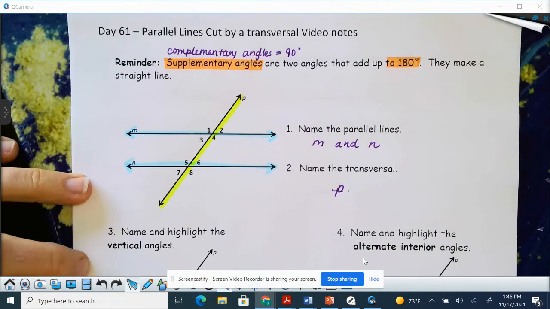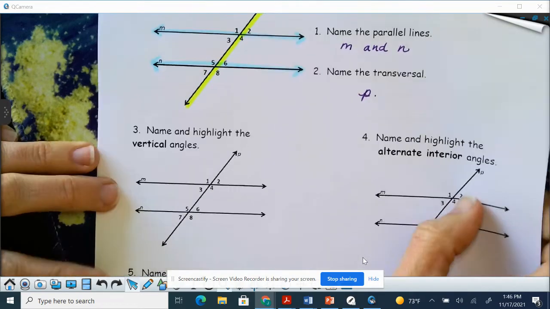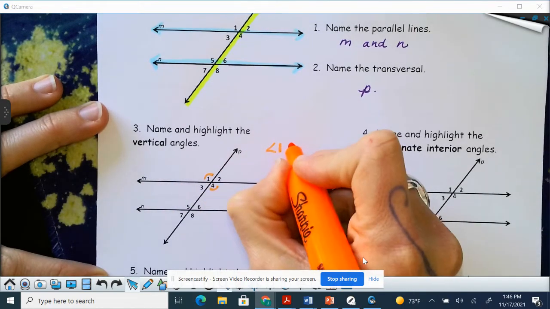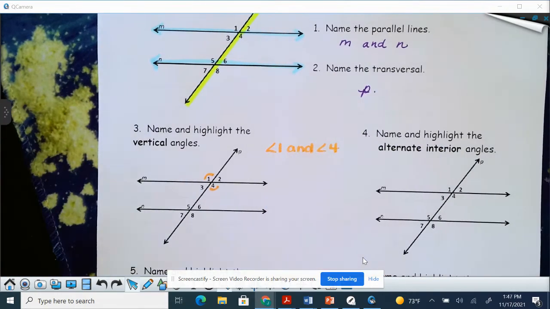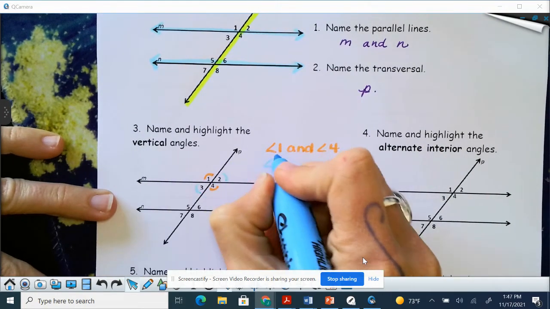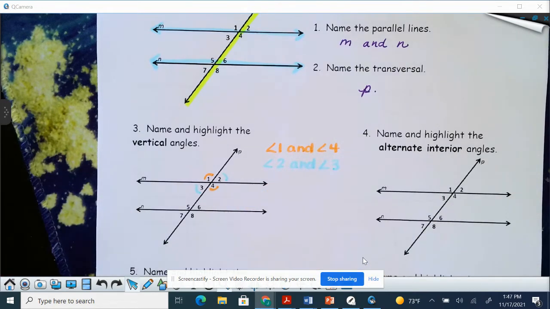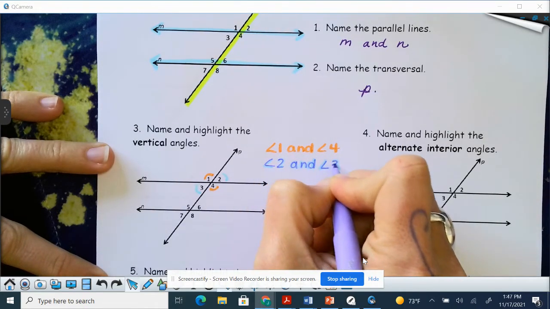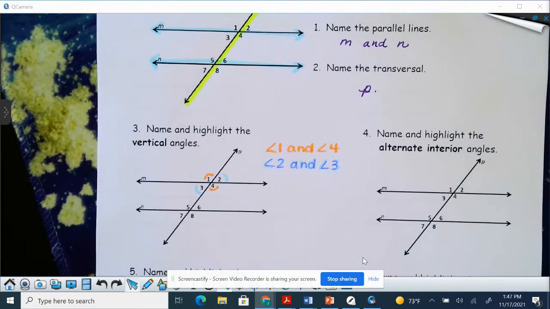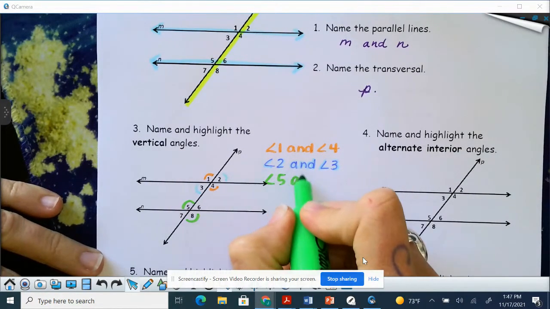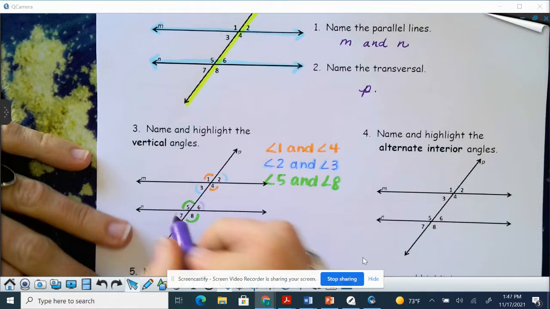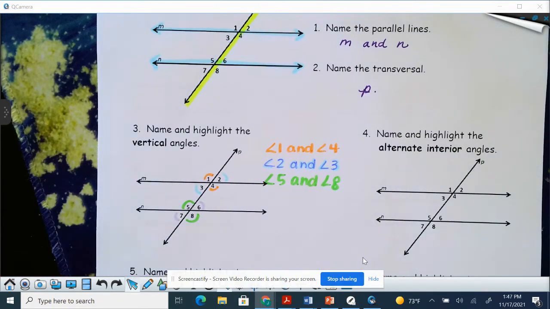All right, so we're going to talk about the placement of these angles, numbered 1 through 8. So vertical angles would be 1 and 4. So angle 1 and angle 4 are vertical angles. 2 and 3, angle 2 and angle 3 are vertical angles. It's kind of hard to read, sorry. And then we have 5 and 8. So angle 5 and angle 8 are vertical as well. And then last but not least, 6 and 7. So angle 6 and angle 7 are vertical.